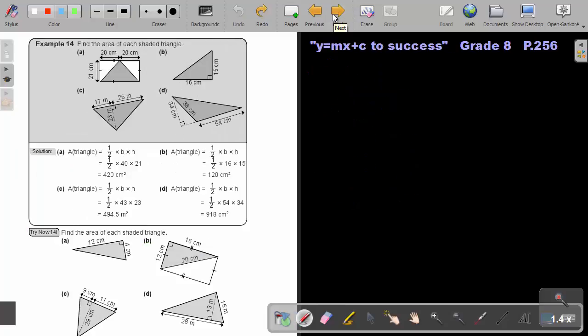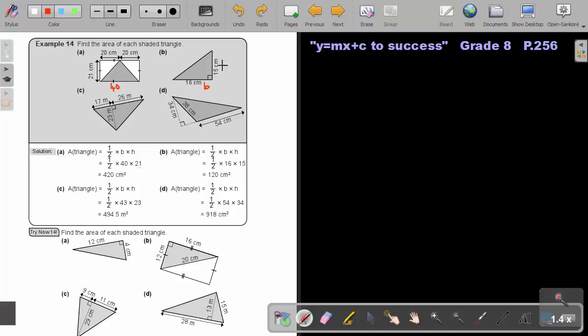Okay, now let's look at an example. Find the area of each shaded triangle. So in this triangle, I will just look. This will be the base. So remember, the base will be 20 plus 20. You can write it in here, 40. And this will be the height, the 21. So it's half base times height, so 40 times 21, and that will be my answer.